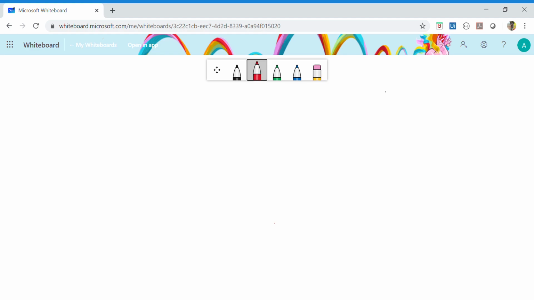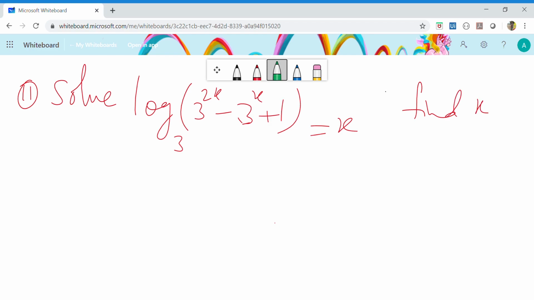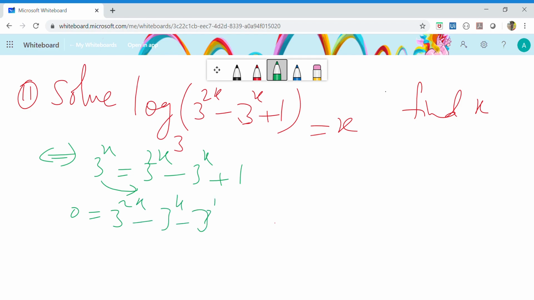Next, 11th question. Solve log of 3 to the power of 2x minus 3 to the power of x plus 1, to the base 3, is equal to x. Then find the x value. Again here the definition you have to apply: log n to the base a is equal to x, then a power x is equal to n. So here you will get 3 power x is equal to 3 power 2x minus 3 power x plus 1. Then I am transposing 3 power x to that side: 0 is equal to 3 power 2x minus 3 power x minus 3 power x plus 1, like terms together. So 3 power 2x minus 2 into 3 power x plus 1 is equal to 0.